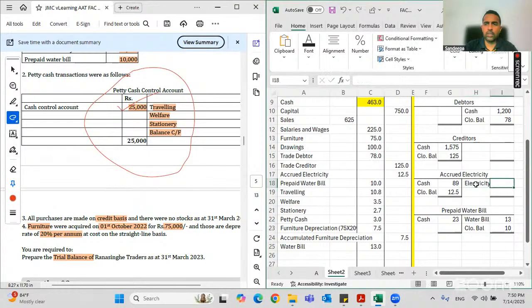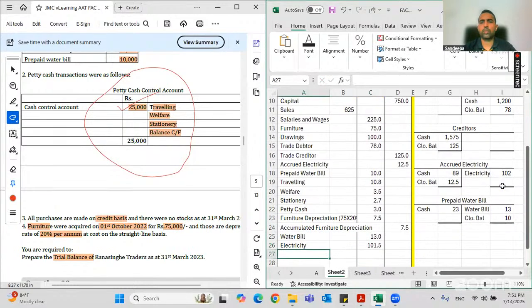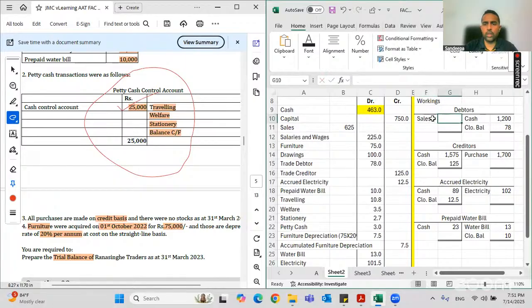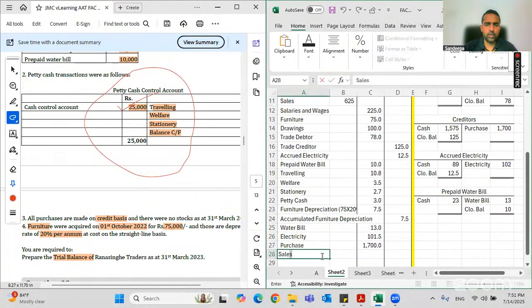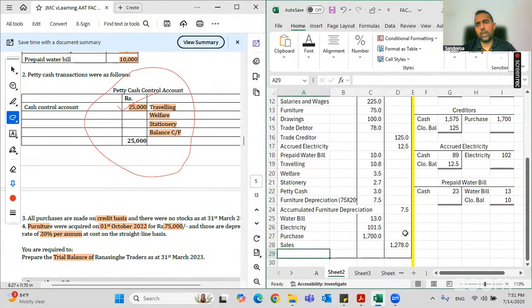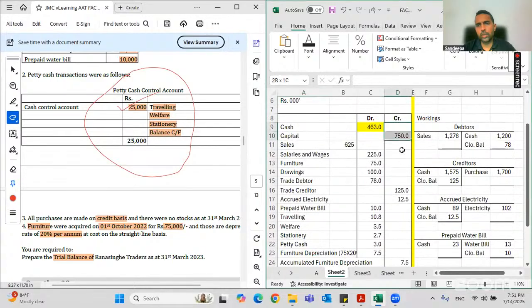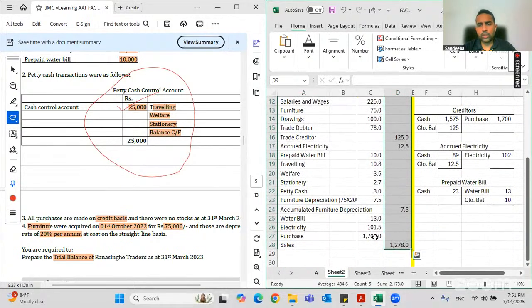Electricity expense is going to be 102. Purchase is going to be 1,700. Sales is going to be 1,278. Okay, so you put all the items. So here the total comes to 2173.